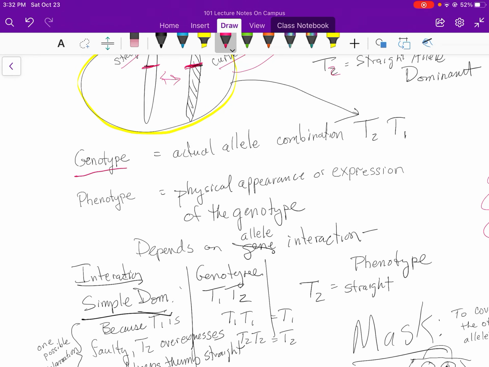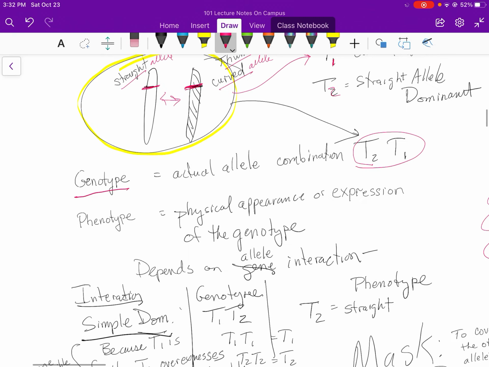Let's look here. Genotype is the actual allele combination. So that's T2 and T1. That's the actual genotype of a heterozygous individual. But the phenotype is the physical appearance or expression of the genotype. So that's how an individual looks. It depends on the allele interaction.